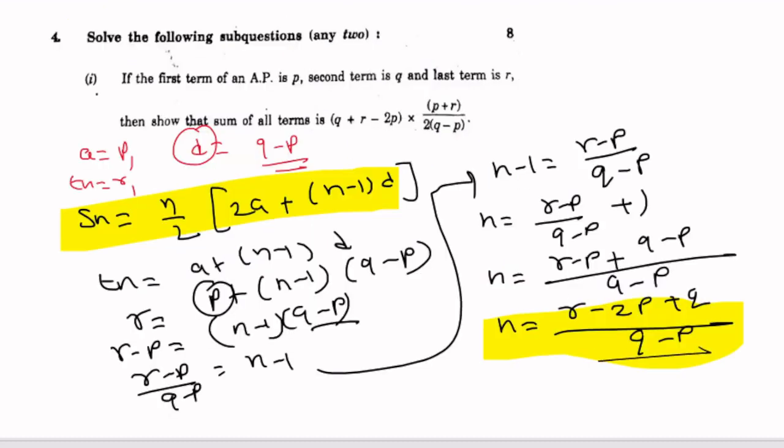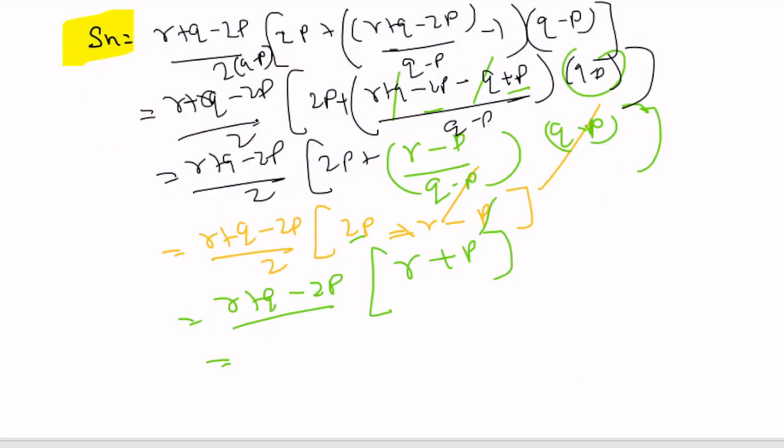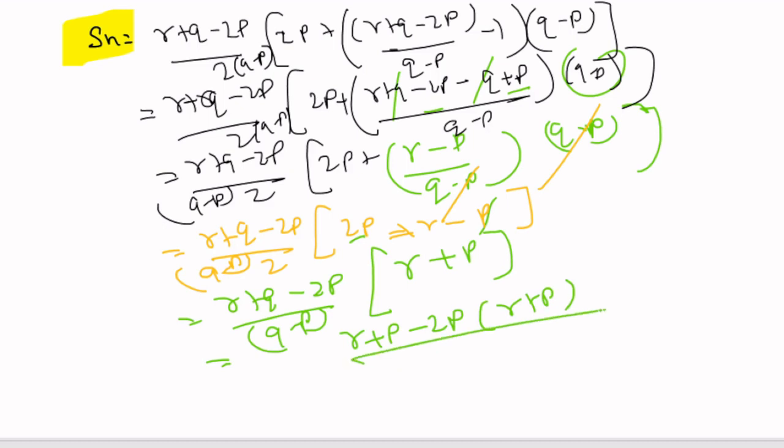Q minus p in the denominator, that also we have to write. So q minus p everywhere. So q minus p here also, q minus p here as well, and similarly it will be carried forward, q minus p. Okay, now write all the terms together. So r plus p minus 2p, r plus p divided by q minus p. Isn't it? That is our answer.